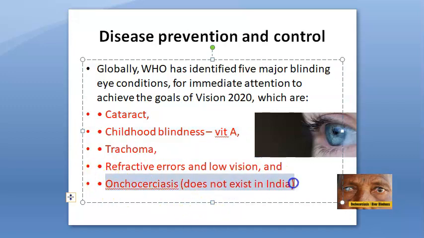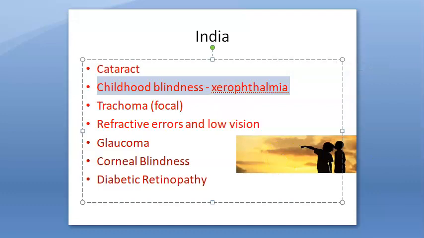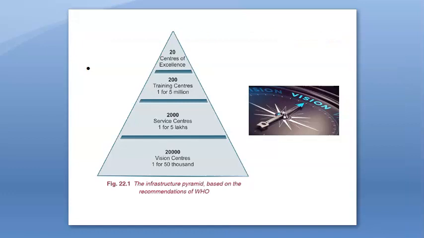But India removed onchocerciasis and added what and all? India added glaucoma, diabetic retinopathy, and corneal blindness. Remember, childhood blindness is also there, xerophthalmia, etc. So there is some structure for Vision 2020, guys. Primary, secondary, tertiary. Primary, you have some vision centers. Secondary, you have service centers. Tertiary, you have training centers and centers for excellence. You should know these. 20,000 vision centers, 2,000 service centers, 200 training centers, and 20 centers of excellence.